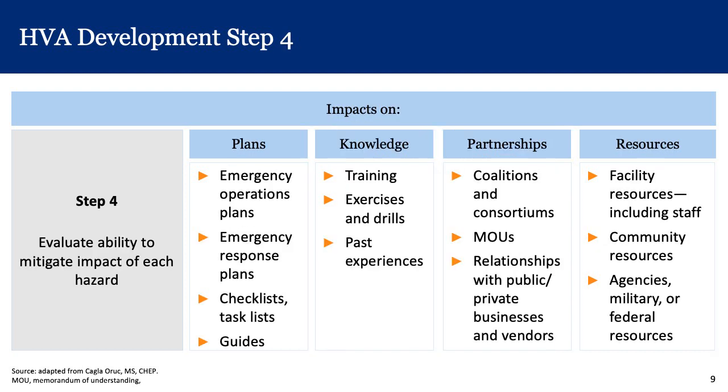The fourth step of HVA development is to evaluate the ability to mitigate the impact of each hazard. Ideally, we want to keep the impact of the event as small, if not minimal, to non-existent, if at all possible, as we can. So that incorporates elements of planning, knowledge through training, exercises, and drills, developing, maintaining, and expanding partnerships between various stakeholders in public health and healthcare, and marshaling resources, which include facility resources and human resources, and identifying community resources as well.